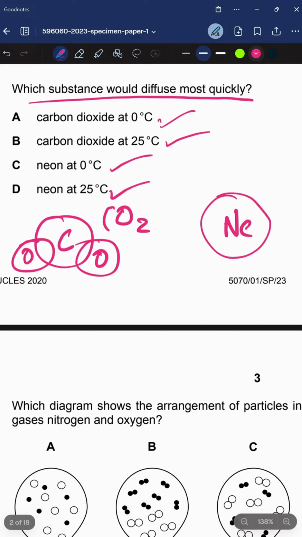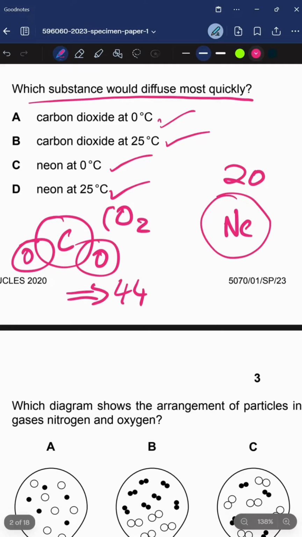Now, the difference between their molecular structure is that carbon dioxide has a combined molecular mass of around 44, right? And for neon, it's 20, right? So it's clear that neon is much lighter than the carbon dioxide molecule.